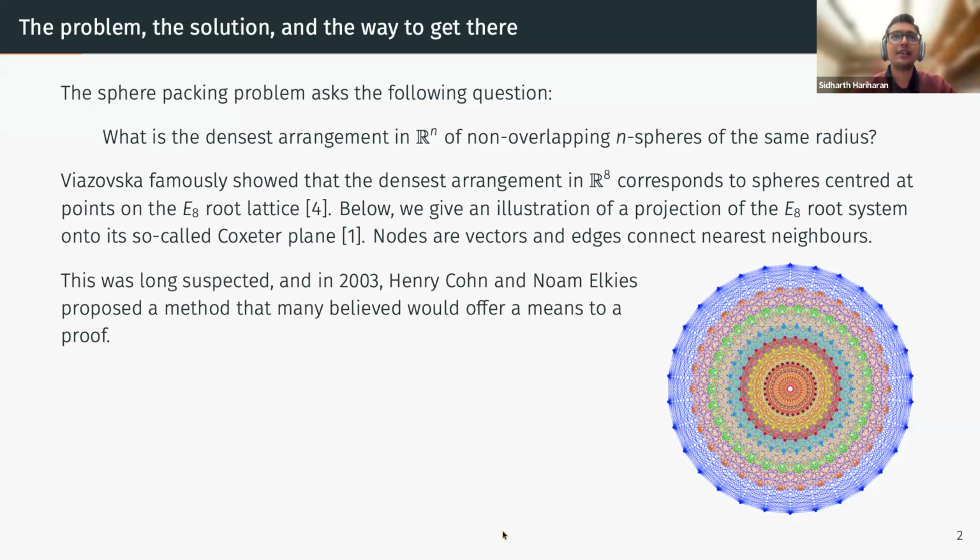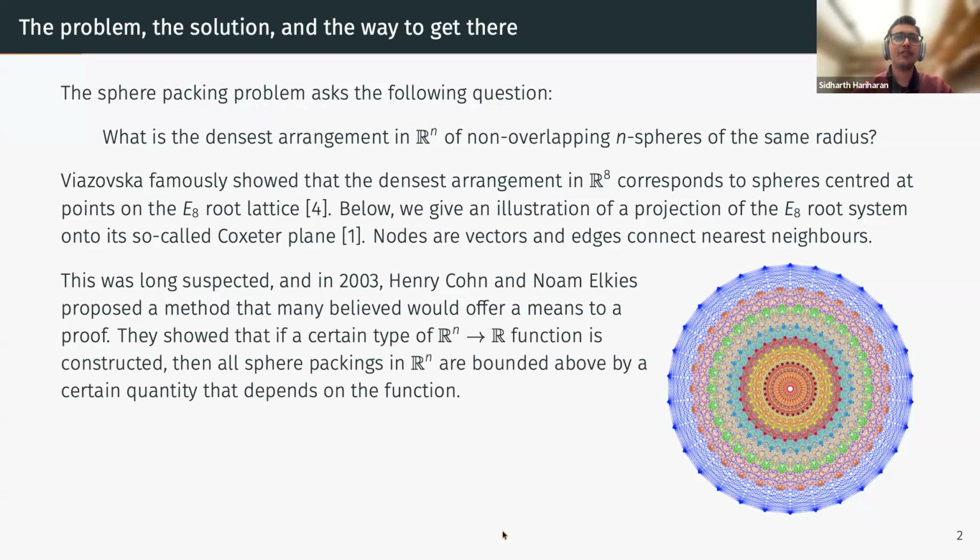And it was long suspected that E8 is the optimal sphere packing in R^8. In 2003, there was a method proposed by Cohn and Elkies. In Cohn's 2022 ICM paper, he writes that he thought that they had solved the sphere packing problem when they came up with this method. Indeed, this method turns out to be key, but there's a hugely non-trivial step between these linear programming bounds and actually solving the problem.